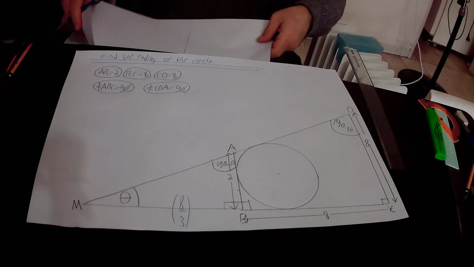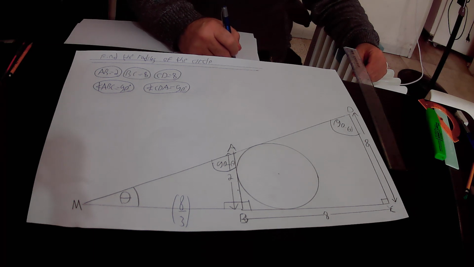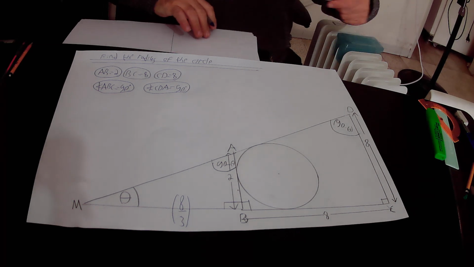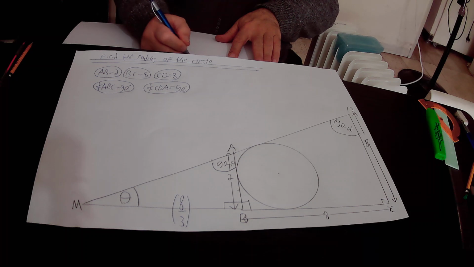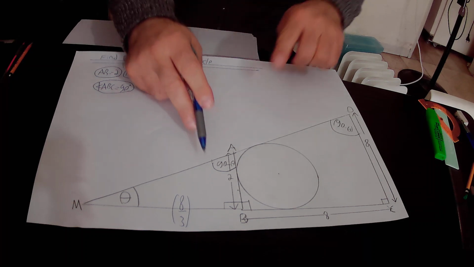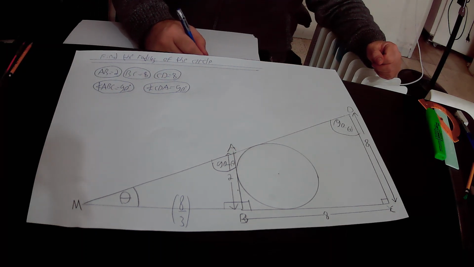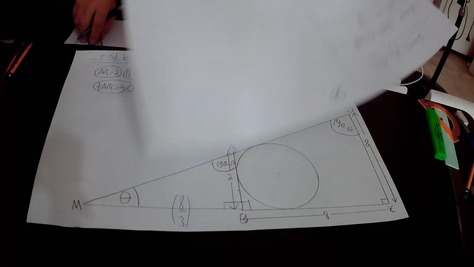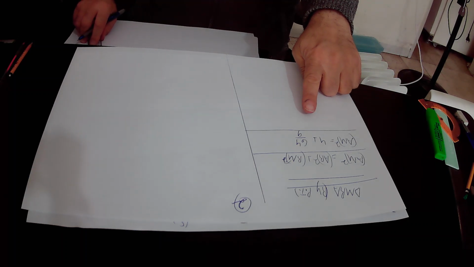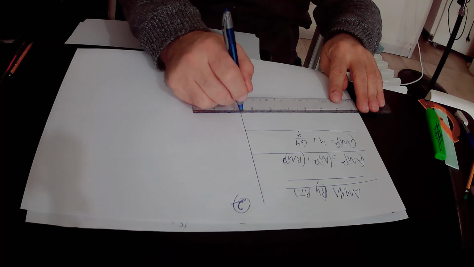So AM squared, that is the square of the hypotenuse, equals AB squared. AB is 2, therefore AB squared is 2 squared, that is 4, plus BM squared. BM is 8 over 3, therefore BM squared is 8 over 3 squared, that is actually 64 over 9. In conclusion, AM squared equals 4 plus 64 over 9.